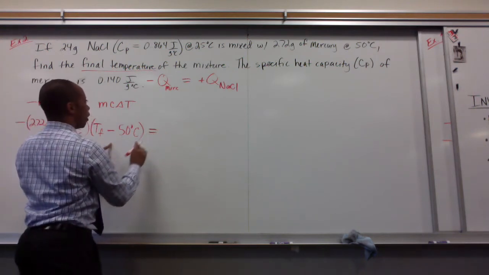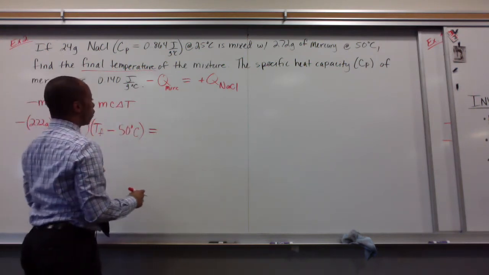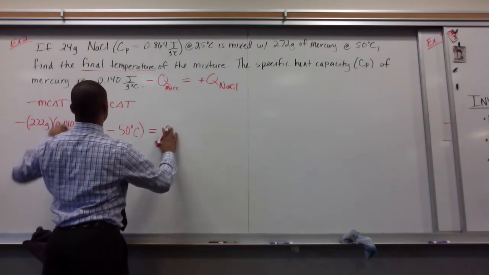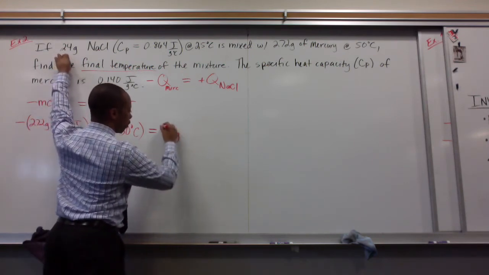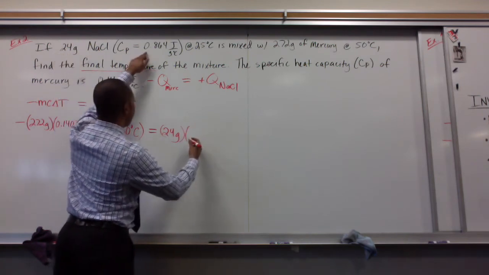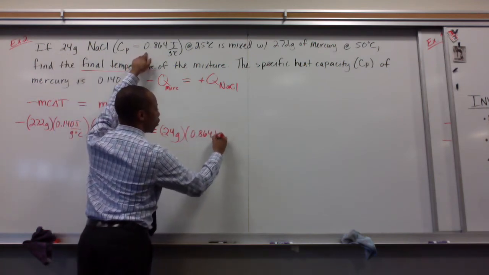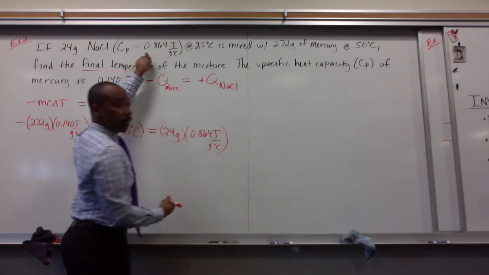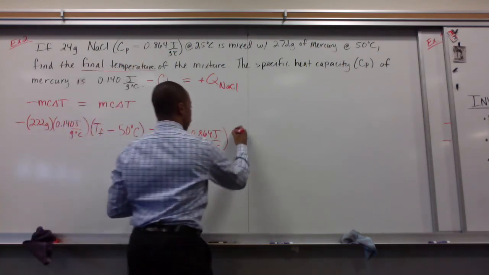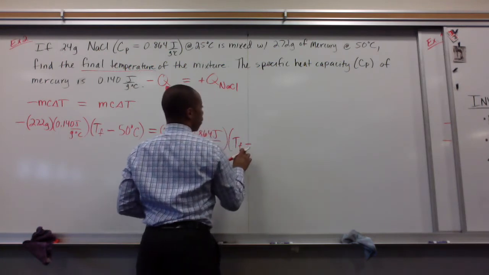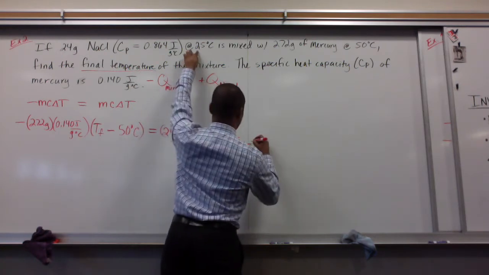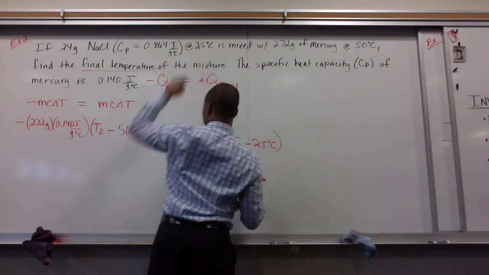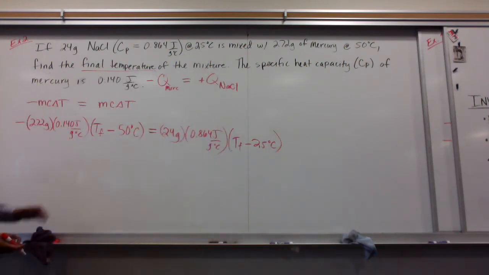This is equal to MC delta T of NaCl. The mass of NaCl is 24 grams, times the specific heat, 0.864 joules per gram degree Celsius, times the change in temperature. Change in temperature is TF minus TI, which is 25 degrees Celsius. I wish I had written on a straight line because I need all this space. But we'll see. Now, I want to simplify as much as possible.